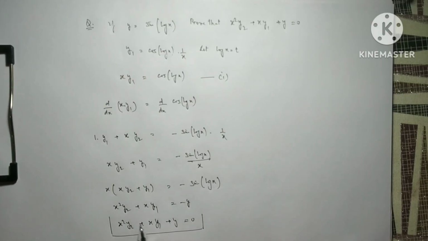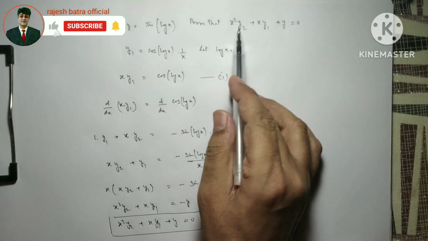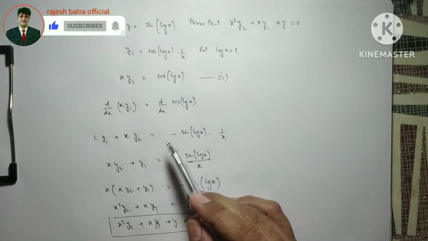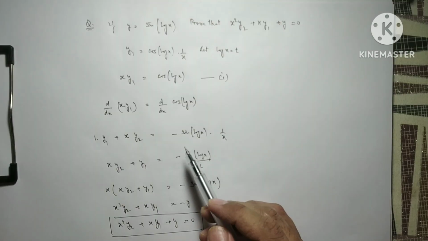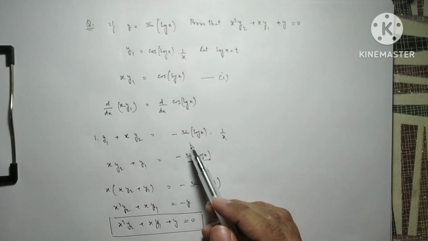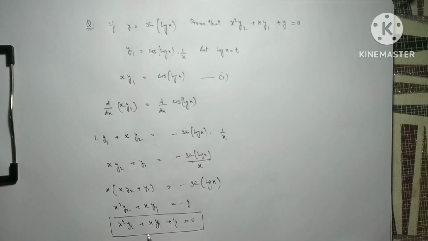Now in this method there is no need to put the values of y, y1 and y2 in this expression. Right, on manipulation, on applying some operations, you get the required result, right?